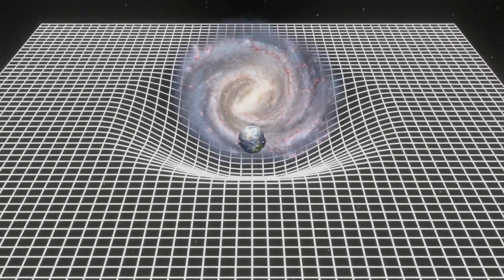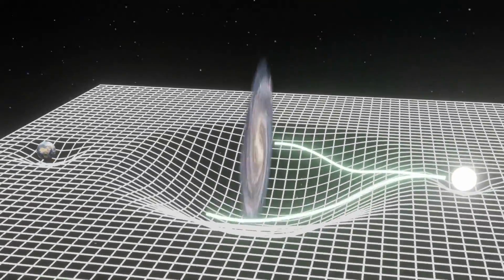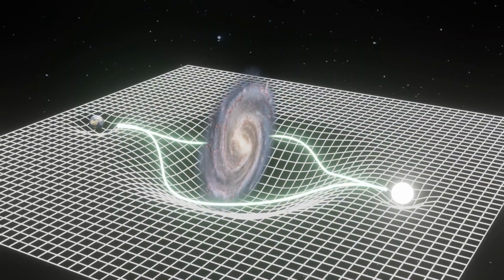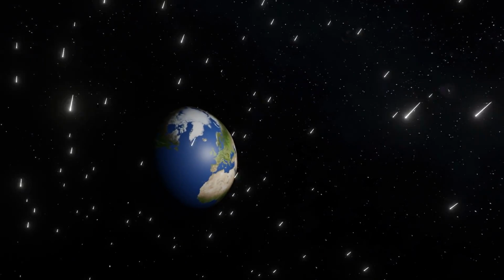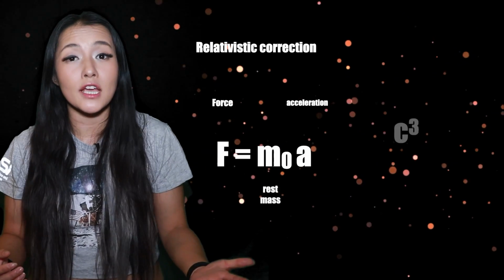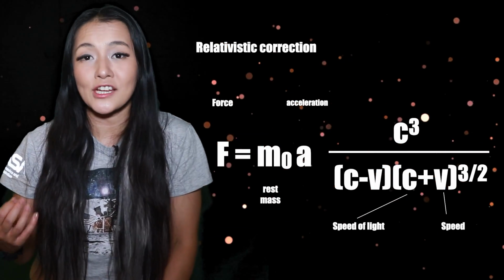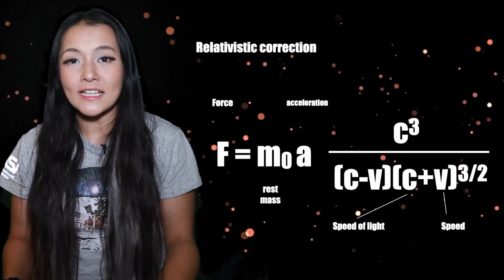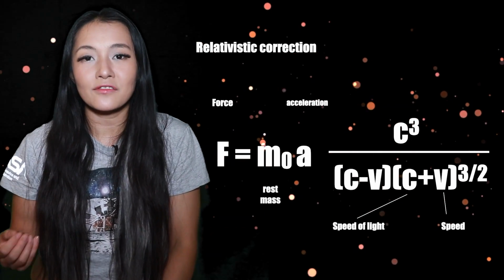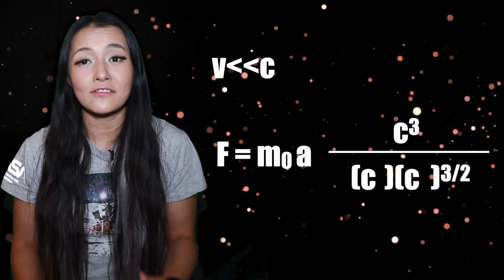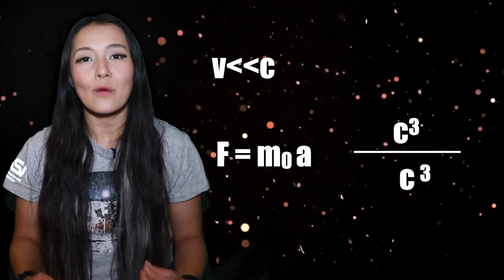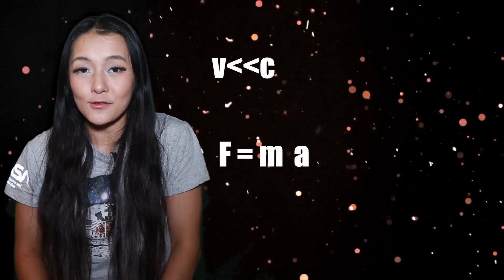Einstein's special relativity, a special case of general relativity for a flat spacetime, is based on the theory that nothing can travel faster than the speed of light. In special relativity, we can write a relativistic correction to Newton's second law by including an extra term. Here, we still have the original terms from Newton's equations, force F and acceleration a, but m0 is an object's rest mass, and in the latter term we have speed of light c and speed v. When the speed of an object v is much smaller than the speed of light c, this latter term goes to 1 and we recover Newton's second law, F equals ma.